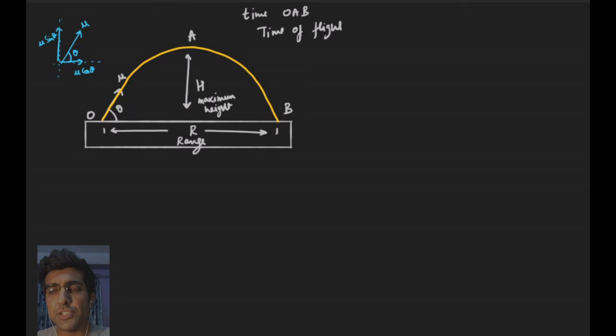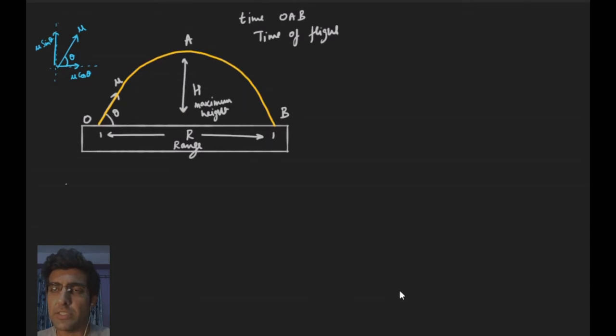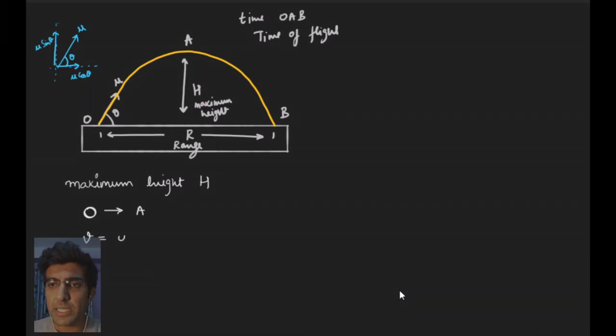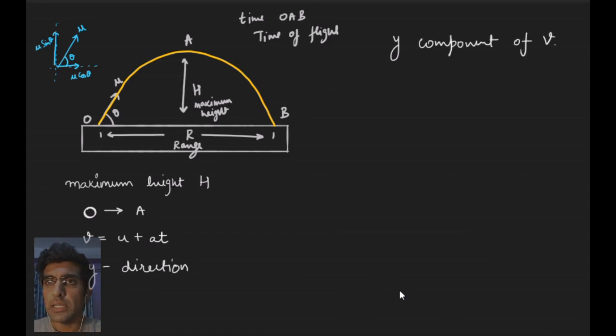Next, let's calculate H, the maximum height it reaches, and it will be calculated in two steps. First, we need to find the time from O to A. To find it, we use the equation v equals u plus at in the y direction. Let's see the y component of velocity at A. From the trajectory, if you draw a tangent at A, it is horizontal. That means the velocity at A is only horizontal, so the vertical component of velocity at A is 0.